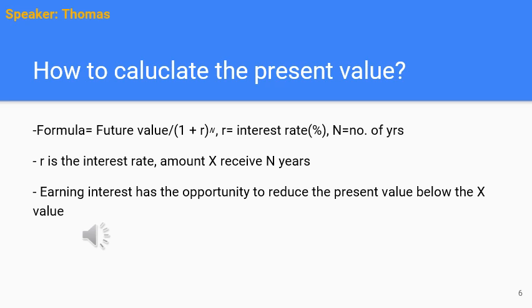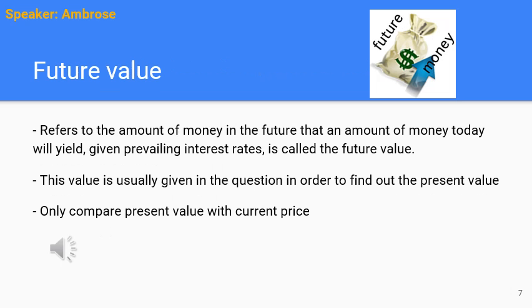Next, I would like to talk about how to calculate the present value. The present value formula is future value over 1 plus r to the power of n. R is the interest rate and n is the number of years. If r is the interest rate, an amount x received in n years means that earning interest has the opportunity to reduce the present value below the x value.